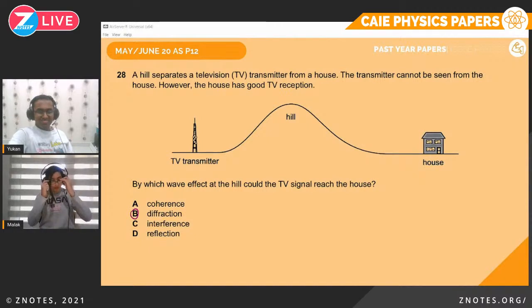28. Ow. The hair got stuck in my glasses.